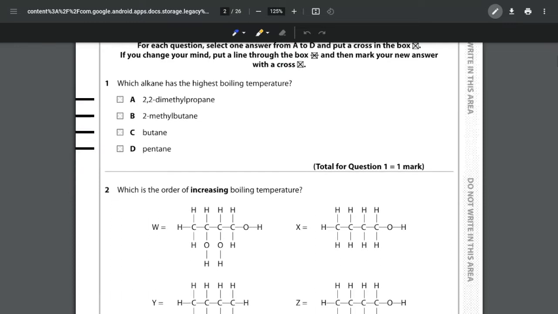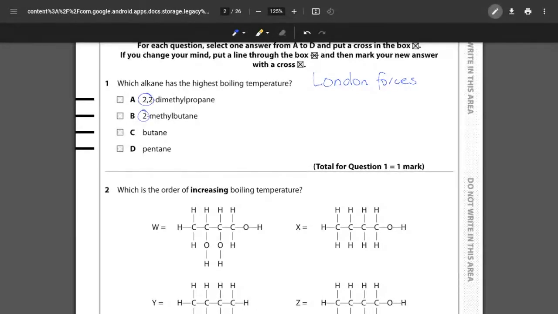So if we start off by looking at question 1, this is to do with intermolecular forces, and we want to know which alkane has the highest boiling temperature. Because they are alkanes, of course, they don't have any permanent dipoles and we don't have any hydrogen bonds, so this must all be down to London forces. What we need to remember is the more points of contact, the better the London forces are going to be. So anything that has got branching, like these two, are going to be further apart.